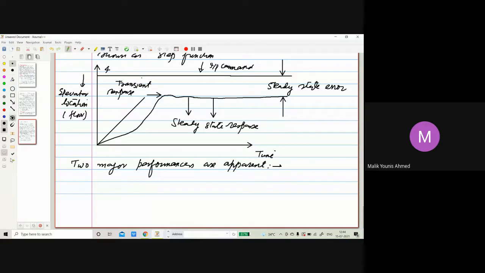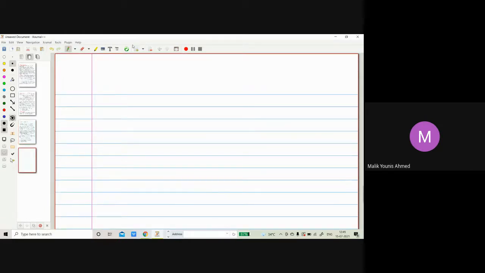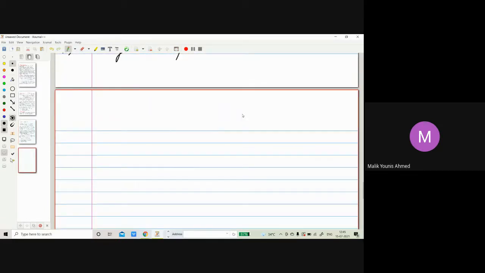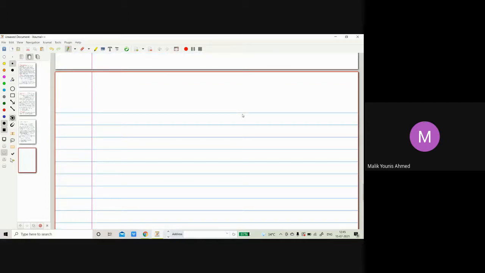We can see here two major performances. That means we can see clearly: number one is the transient response, and number two is the steady state response. It's a steady state response and a transient response. Now let us throw some light on these responses.